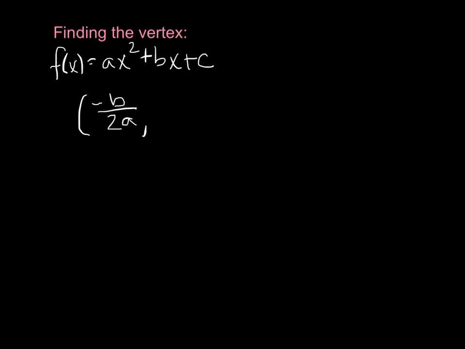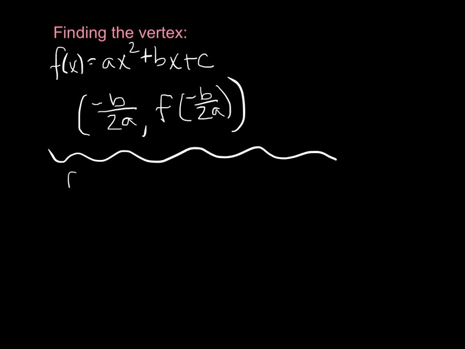So now that we know how to determine whether it's going to be a minimum or maximum value, let's talk about how we are going to find the vertex. Depending on what form it's in is going to depend on how we find it. Let's say it's in the form f of x equals ax squared plus bx plus c. If it's in this form, to find the vertex, the x value is going to be negative b over 2a. For the y value, you're going to have to take the x and plug it into the function to find your y value.